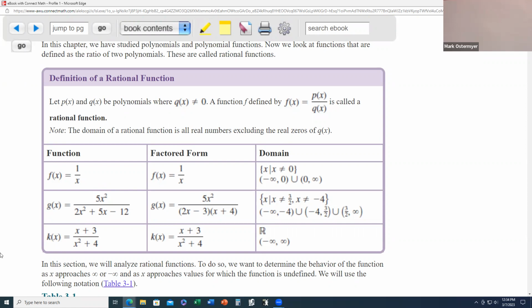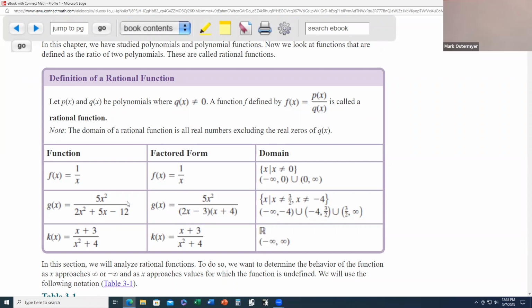Well, by reason of the fact that we can never divide by 0. Anything divided by 0 is undefined. So this rational function is not defined at x equals 0. And so therefore its domain, which is represented using set or interval notation, excludes 0.